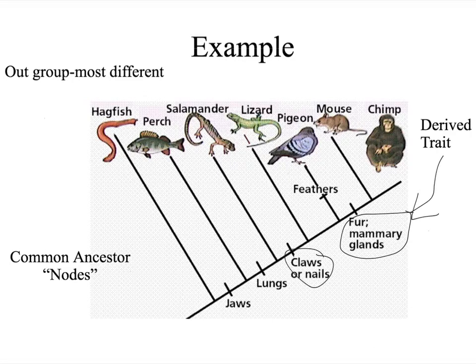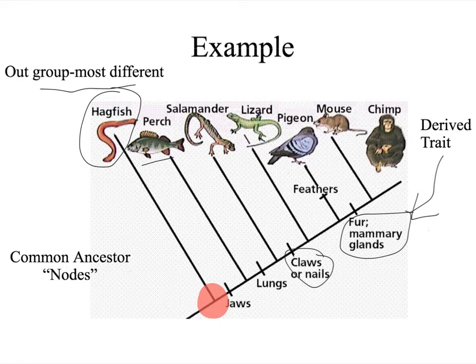So for example, the hagfish way over here on the left side is a very simple organism. It's called the outgroup. It's often the most different of the organisms on the tree that we're looking at. The hagfish, though, is similar to the perch in that they both have a common ancestor back at the point here, which is called a node.